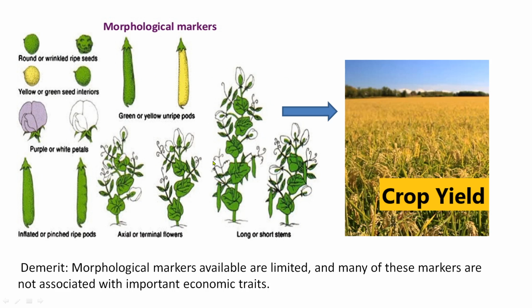Not only this, you can find various other morphological characters in various other crop plants, like stem pigmentation in bhendi, and so on. Some of the demerits associated with this type of marker are that the availability is very limited, and many of these markers are not associated with important economic characters.